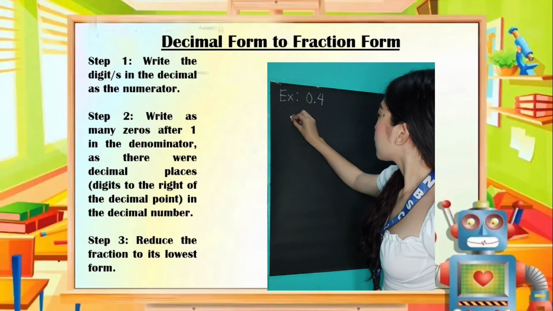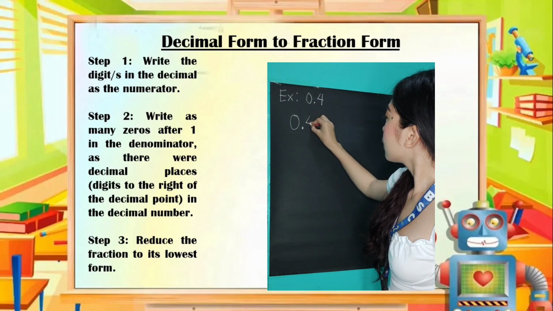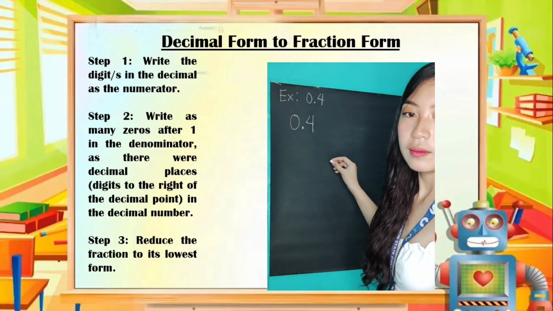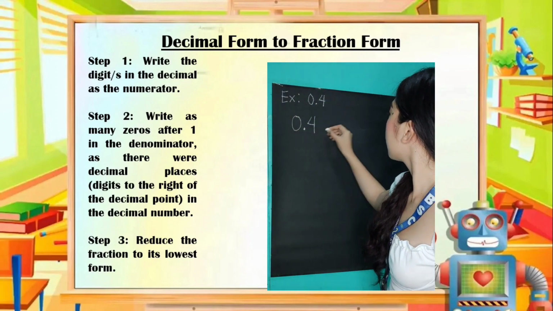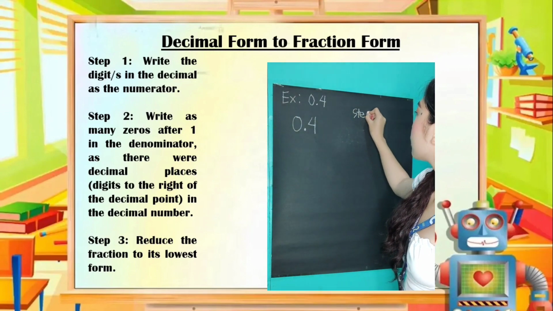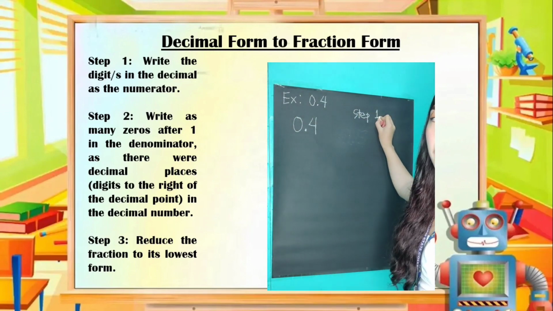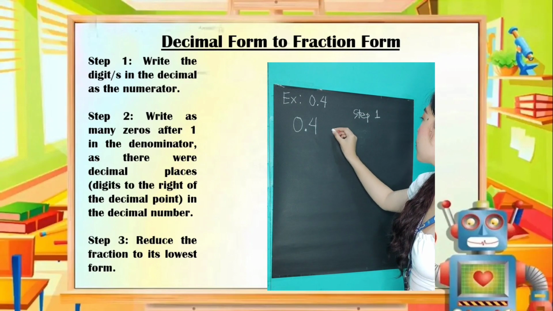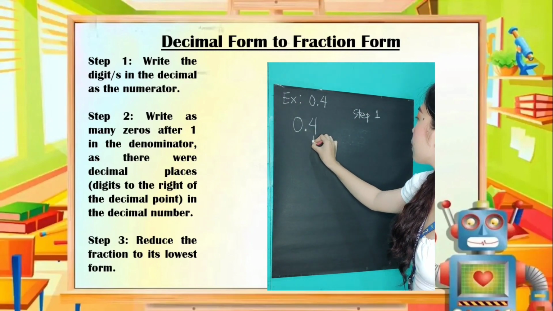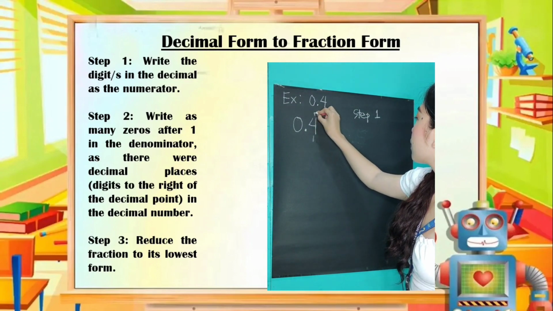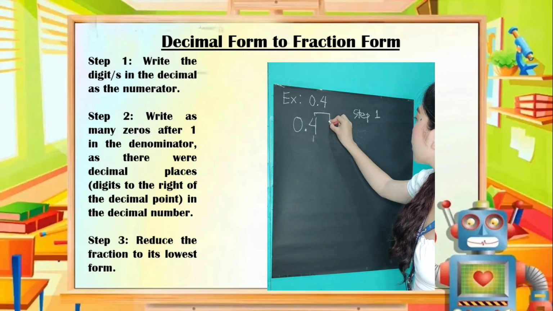So we have here an example, 0.4. We are going to express 0.4 as a fraction. So let's begin with step 1. Write the digits in the decimal as the numerator. So in here, 4 is the digit in the decimal. So we're going to make it our numerator.